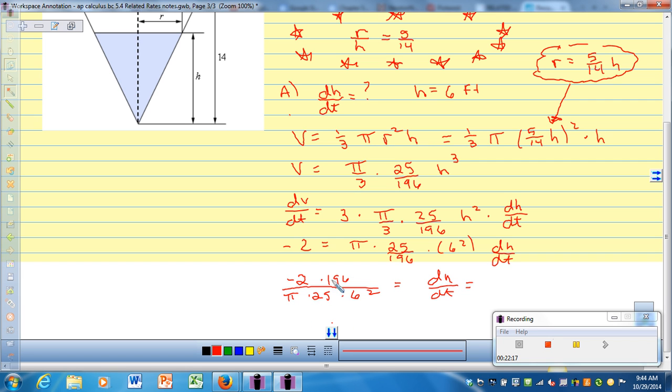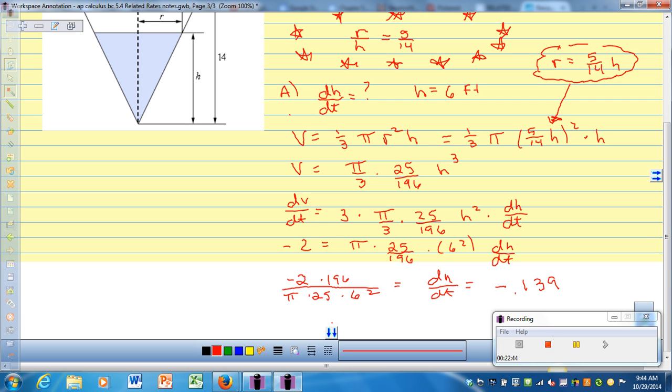And you got that with 3 times 6 squared? Did I lose a 3 from what I put up here? I don't think so. Well, it should be 3h squared dh/dt, right? 3h squared, yeah. The negative 0.139 is correct. I just want to make sure what I have up here is correct: negative 2 times 196, divided by pi, divided by 25, divided by 36. Yes, that is given up above.